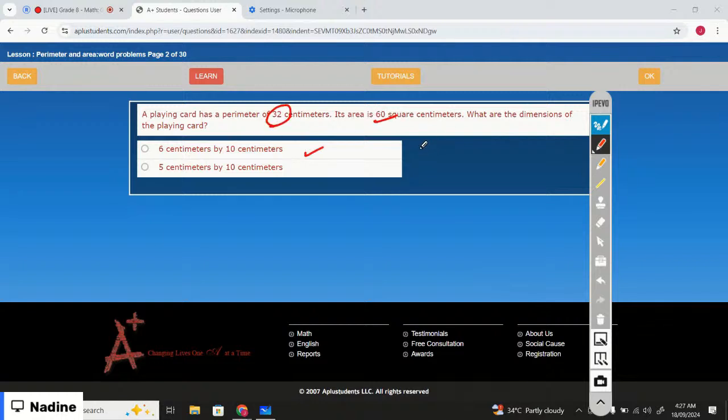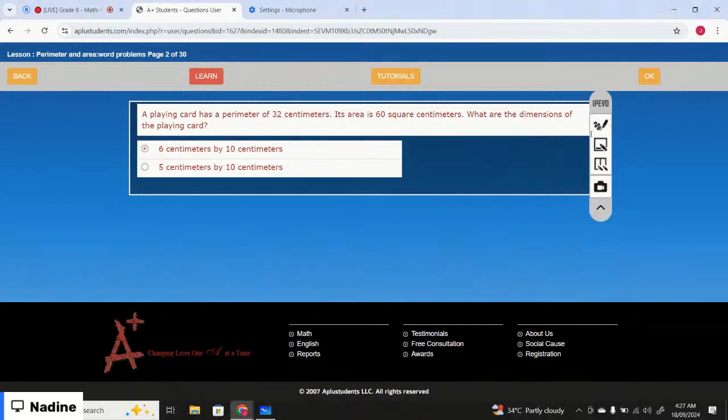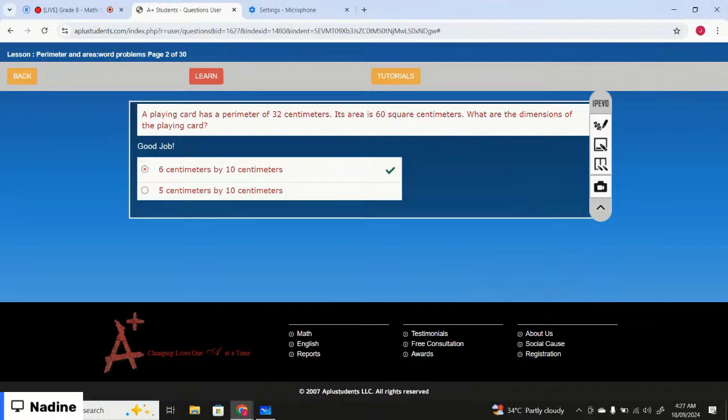Now the perimeter is 32. So just add 6 plus 6 plus 10 plus 10. That makes 32. So for both area and perimeter, that is the same. So the correct option is option number 1, that is 6 centimeter by 10 centimeter.